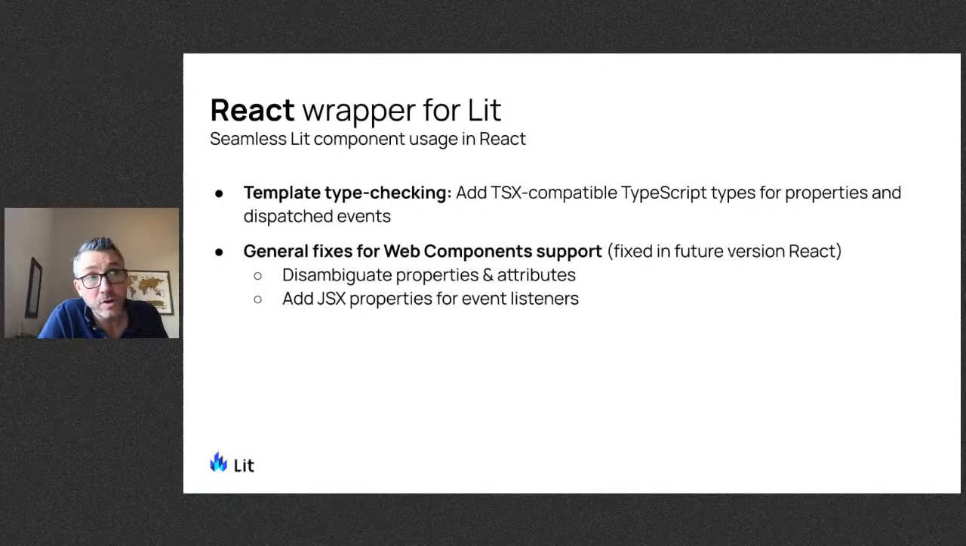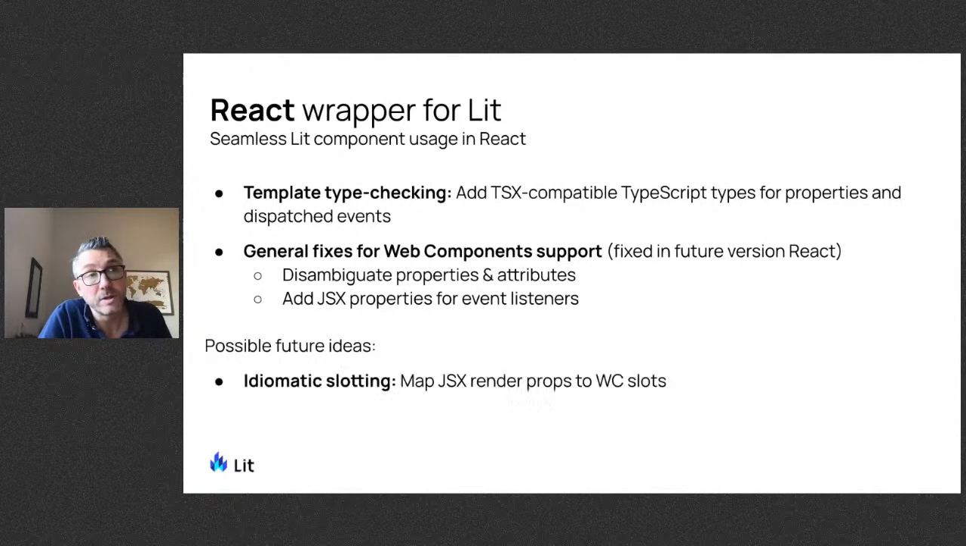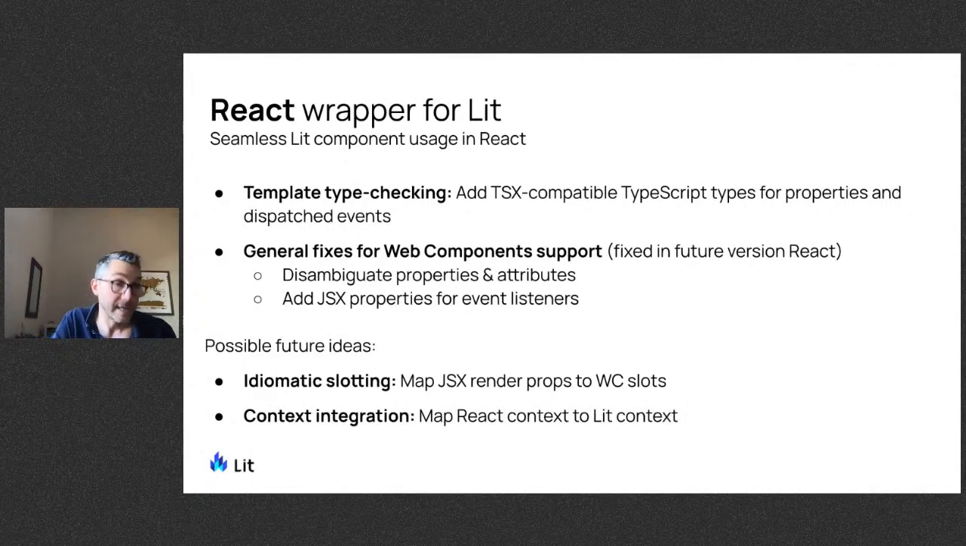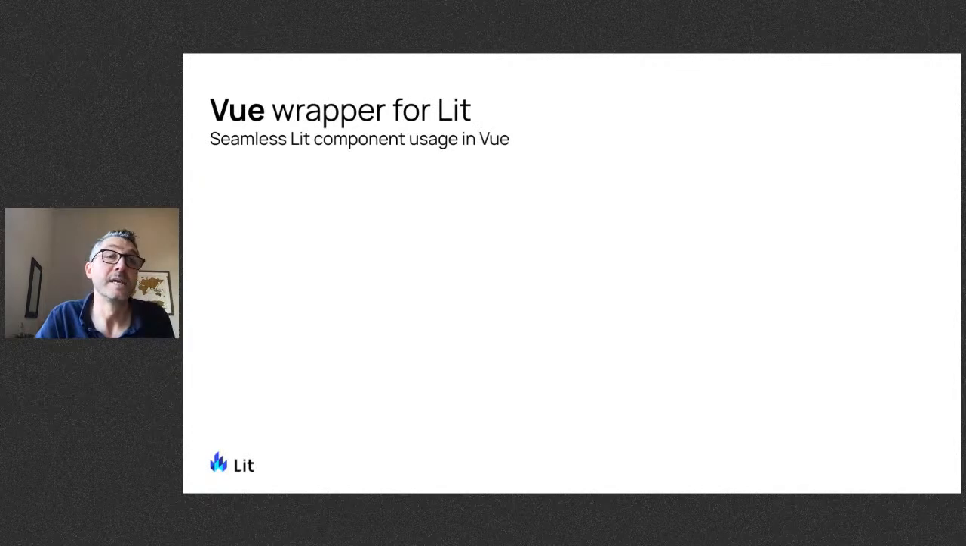And then there's a couple of other ideas that we're thinking about adding to the React wrapper, things like idiomatic slotting, so that JSX render props could map to web component slots without having to write the slot attribute, or context integration, mapping React context to that community protocol that Lit implements that Justin covered earlier in his labs talk. So these are just a little extra work we can do in a wrapper around Lit components to make them really seamless. And then same for other frameworks as well.